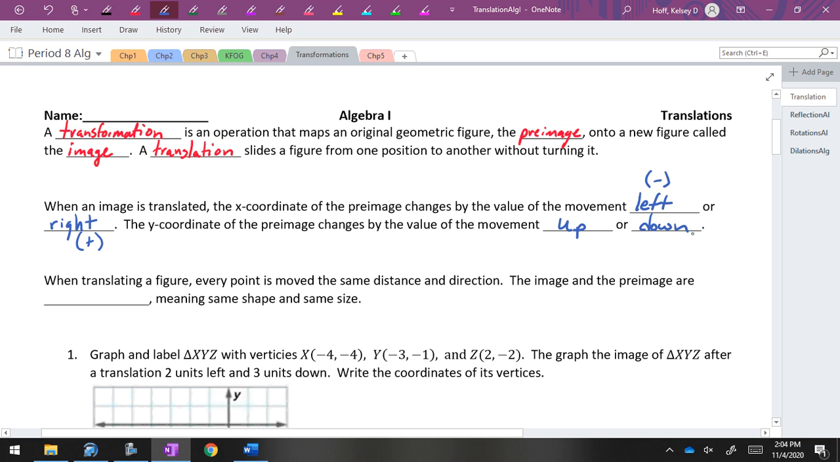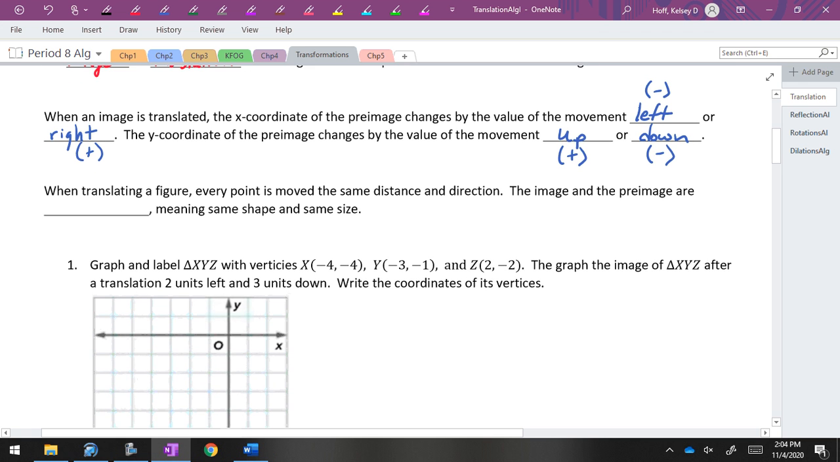The y-coordinate of the pre-image changes by the value of the movement, up or down. Moving it up is what type of movement? Positive, and down is negative. When translating a figure, every point is moved the same distance and direction. The image and pre-image are congruent, meaning same shape, same size.